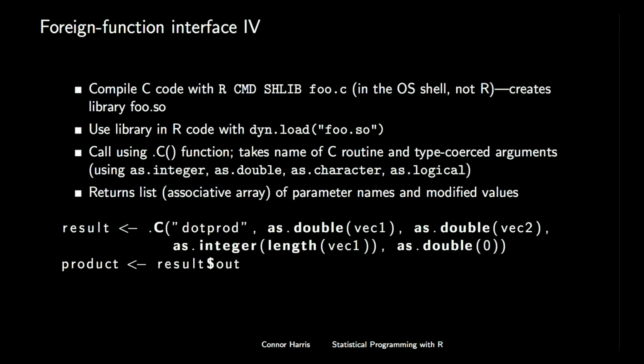And the way you call this in R is once you have your function written in C, you type R CMD SHLIB, R command shared library, foo.c, or whatever your file name is, in the OS shell, not in the R terminal. And this will create a library called foo.so, and then you can load it in an R script or interactively with this command dyn.load.